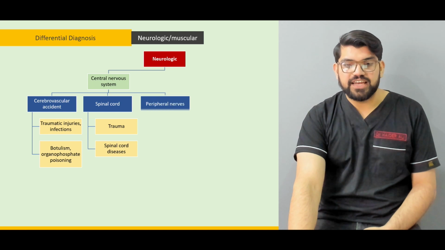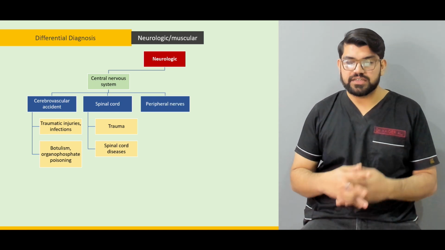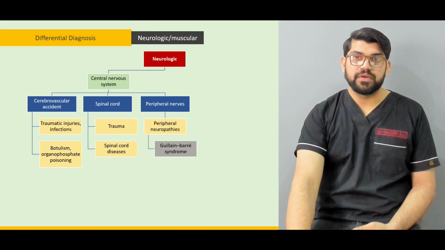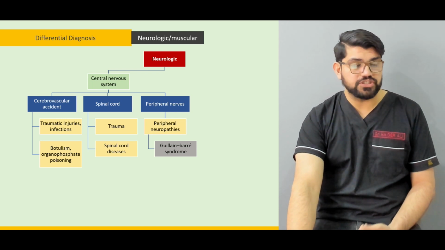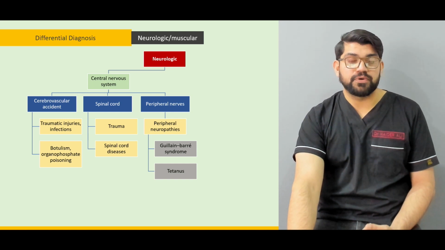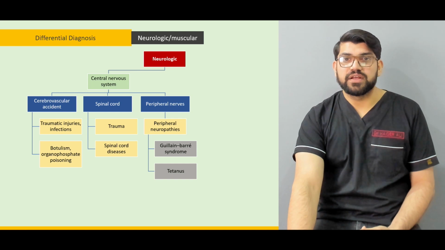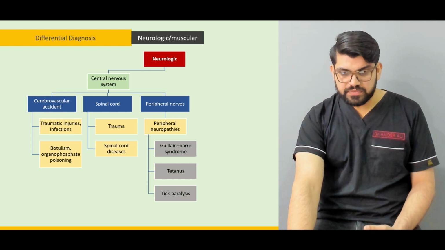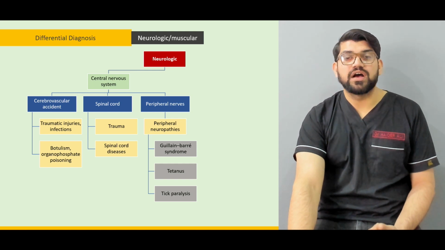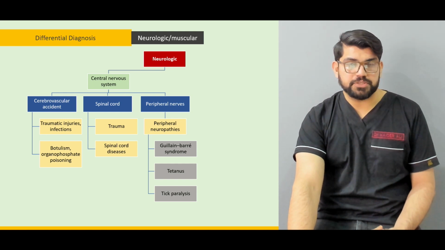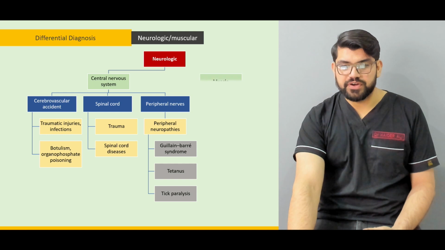Moving on to the spinal cord, traumatic spinal cord injuries and spinal cord diseases can lead to respiratory tract symptoms. Peripheral nerves, peripheral neuropathies, Guillain-Barré syndrome can lead to respiratory symptoms. Tetanus, especially in post-traumatic patients who have not been immunized with antitoxins, can lead to paralysis of the respiratory muscles and systems. Paralysis can affect the neurological supply to the respiratory system, and hence lead to respiratory compromise.